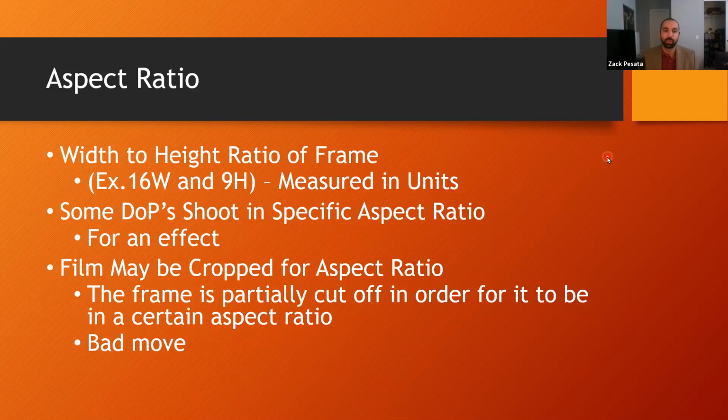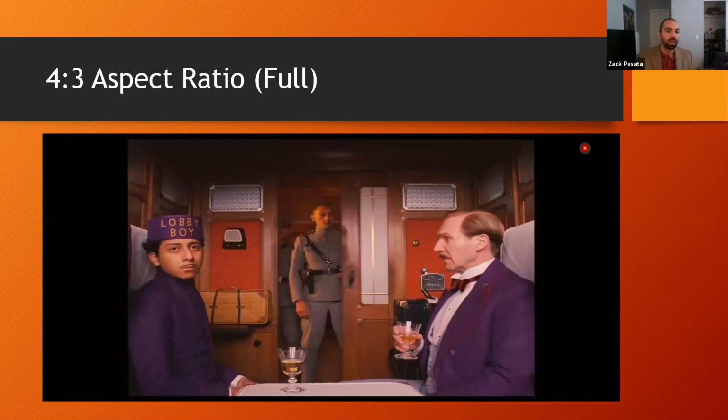So aspect ratio, very quickly, is just the size of the frame that cinematographers have to work with. And you can choose different aspect ratios. Aspect ratio is just the width to height ratio of the frame. We often see 16:9 framing, which is just 16 wide, 9 high, and it's measured in units. Some DOPs shoot in specific aspect ratios. Don't worry about cropping, but just know cropping is different than aspect ratio. So 4:3 is a 4:3 aspect ratio.